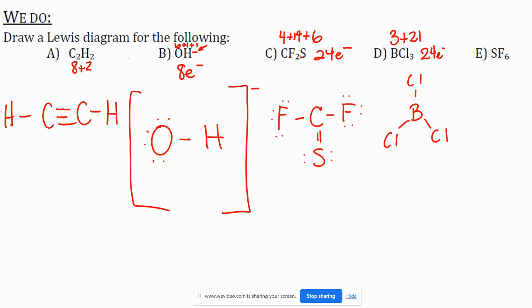All right. So I've got my chlorine. I've got 2, 4, 6. This makes 8, 10, 12, 14, 16, 18, 20, 22, 24. Now, if this boron was carbon, would I have a problem? Yeah, but it's not. Remember, boron can have that reduced octet. It's satisfied with 6 electrons. So we are done.